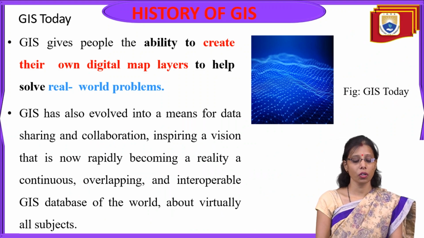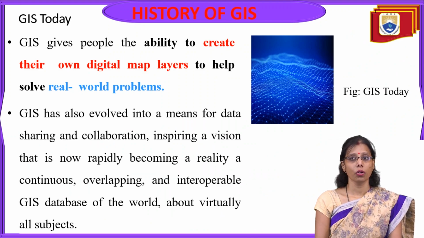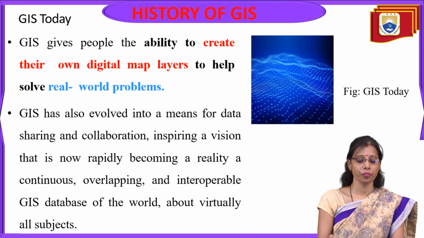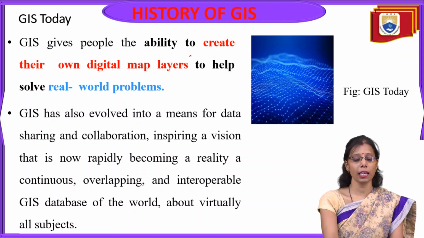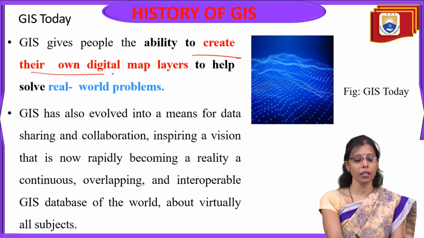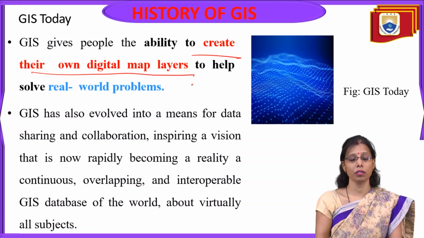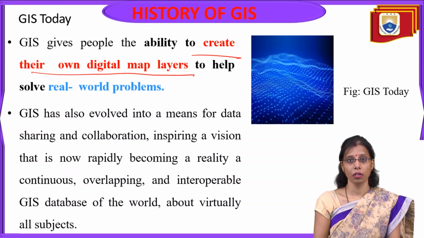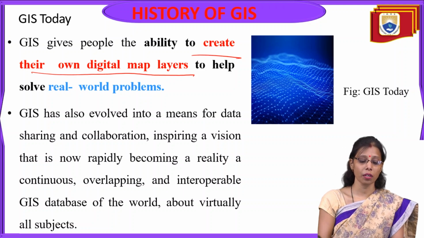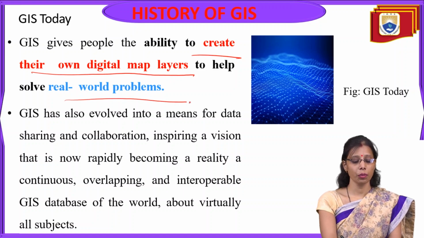Now if we talk about GIS today, what is the condition of GIS today? GIS gives people the ability to create their own digital maps. That's what we are discussing. It is very helpful for creating your own map. If you have a satellite image or data that you want to convert into your own digital map, you can do it with the GIS process. So it helps us solve real world problems.